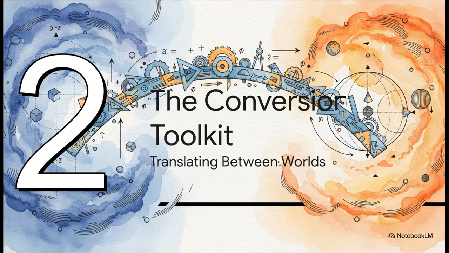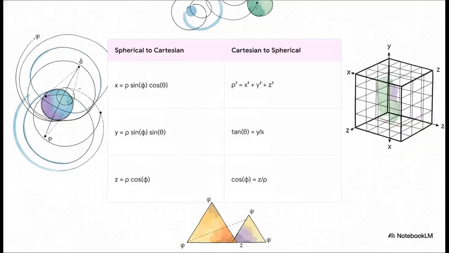Okay, so we've got these two different languages for describing space, the familiar Cartesian and now this new spherical system. So how do we translate between them? Well, we need a toolkit, a sort of Rosetta Stone for coordinates. Let's look at the formulas that build the bridge between these two worlds. And here they are. This table is your best friend.